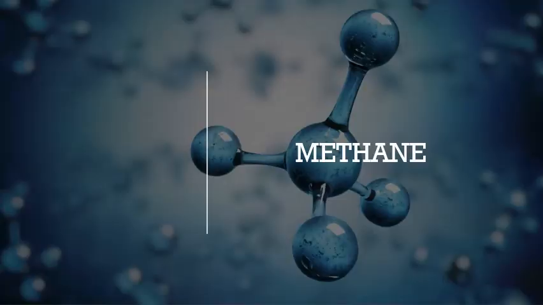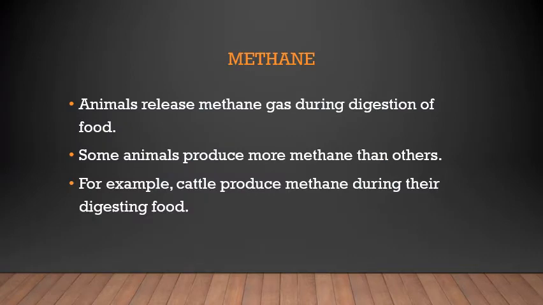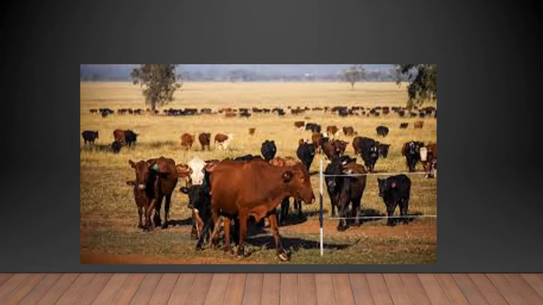Next is methane. Methane is a gas which is produced during digestion of food. Animals release methane gas during digestion. Some animals produce more methane than others. For example, cattle produce methane when digesting food. When cattle eat grass and other vegetation, they produce a lot of methane gas, which can be harmful to the environment. That is another natural source of air pollution.